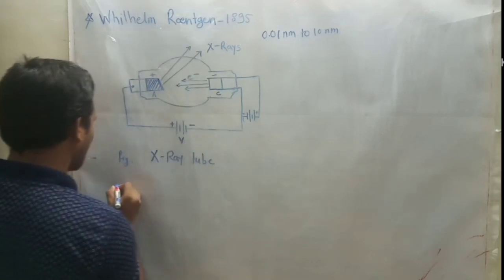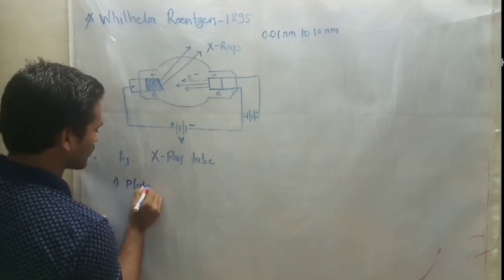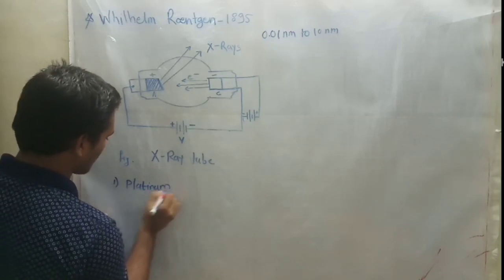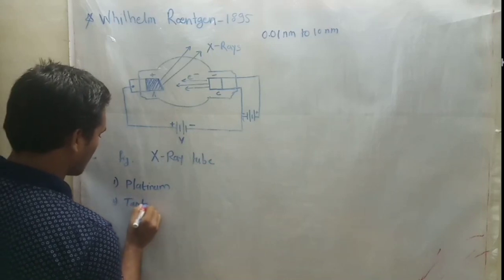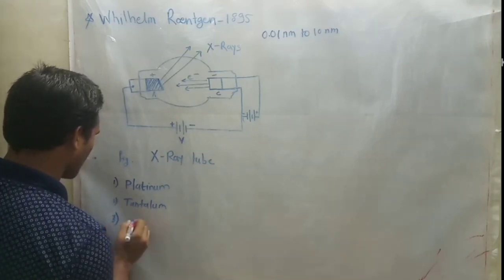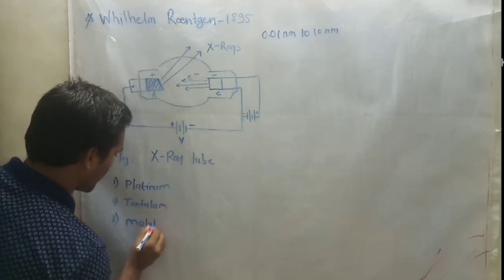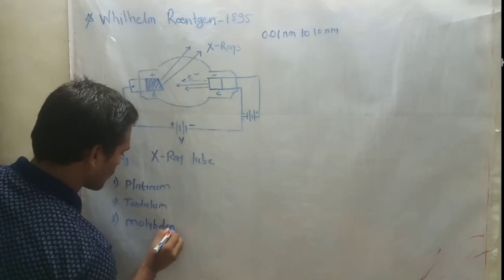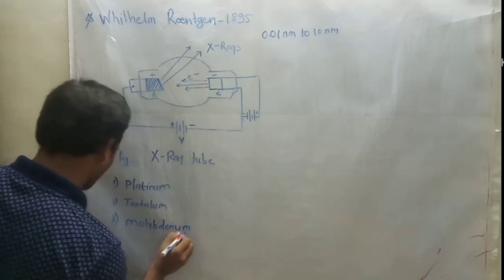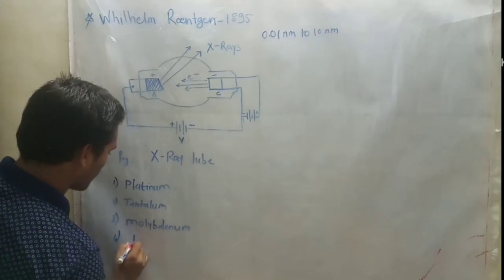anode. Anodes are: first platinum, second tantalum, third molybdenum, fourth tungsten.